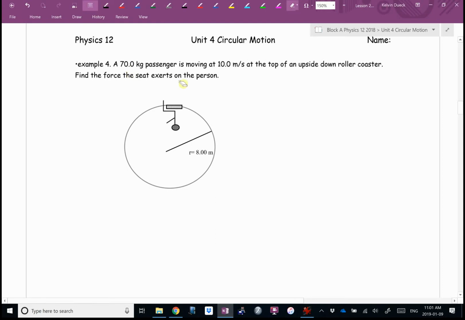A 70-kilogram passenger is moving at 10 meters per second at the top of an upside-down roller coaster. Find the force that the seat exerts on the person. What's this question really asking me to find? The normal force. This is a job for a free body diagram. What are the forces acting on this person? Get the obvious one. What else?